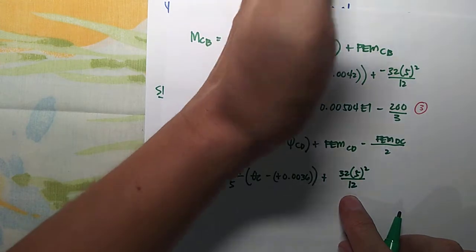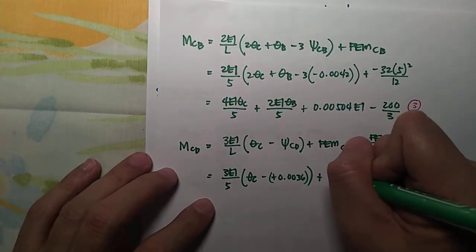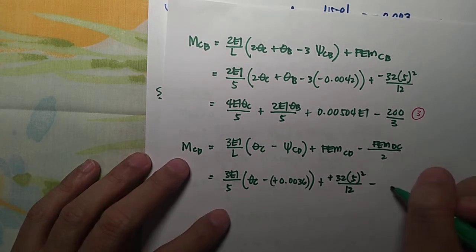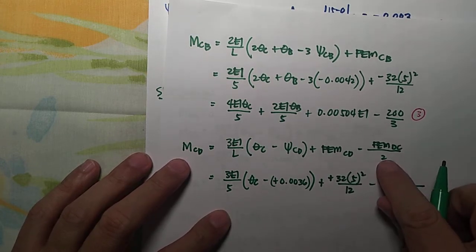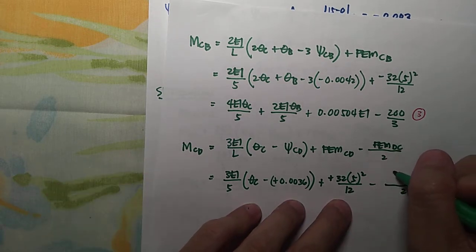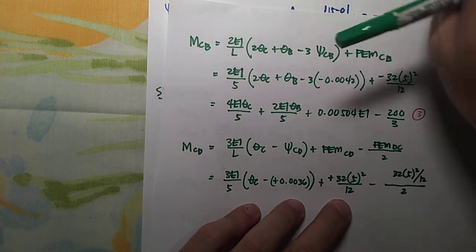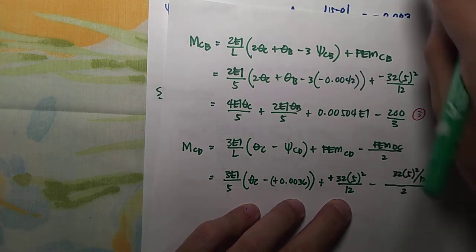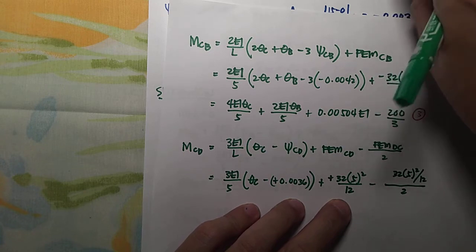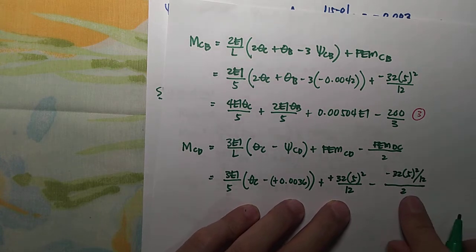CD is nasa kaliwa. Kaliwa is counterclockwise yung fixed end moment. So, that is positive. Minus kalahati ng FEM sa DC. Ano yung FEM sa DC? Diba? Parehas lang yung magnitude. 32, 5 square over 12. Pero, that is nasa kanan. That is clockwise. So, that's negative. Yan.